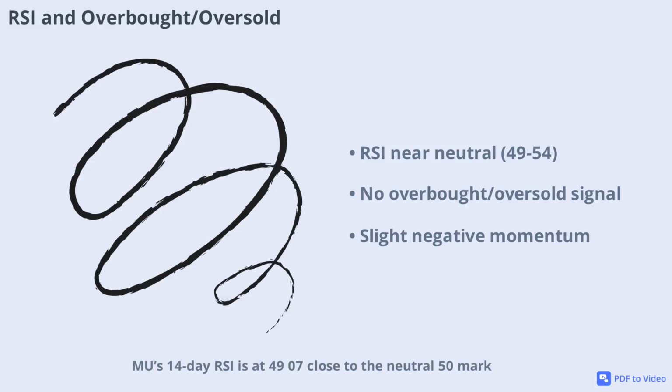The 21-day and 28-day RSIs are slightly higher, at 52.25 and 54.15 respectively. These values suggest that MU is neither overbought nor oversold, indicating a balanced market. RSI momentum is negative, hinting at a possible short-term dip, but not enough to trigger a strong reversal signal. Let's see how this fits with other momentum indicators.